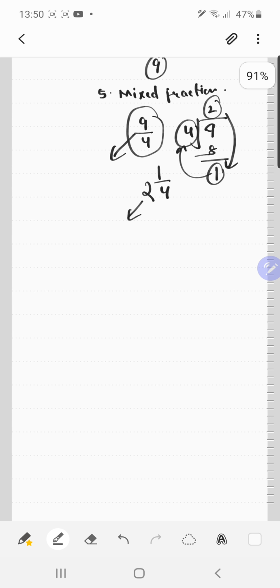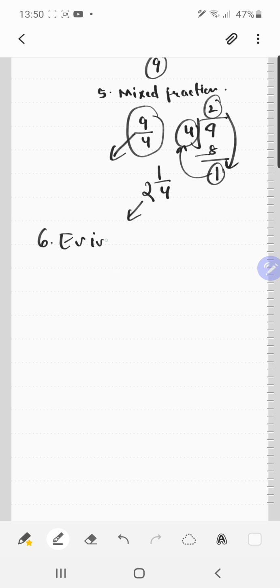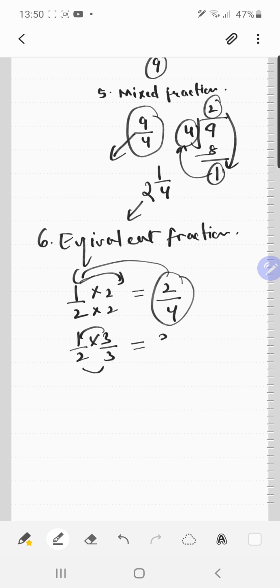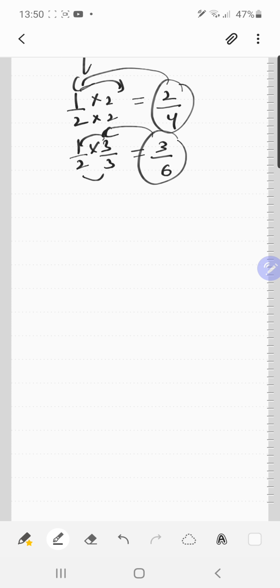Okay. Then I'll be giving you something known as equivalent fraction. What do you mean by equivalent fraction, my dear kids? Suppose I am giving you 1 upon 2 and you have to make a fraction equal to it, so what you can do is multiply with 2, so 2 upon 4. So 2 upon 4 is equivalent to 1 upon 2. You can also do it by multiplying with 3, so it will be 3 upon 6. So 3 upon 6 is equivalent to 1 upon 2. Likewise, you can make n number of fractions which are equal to the previous fraction. Those will be called equivalent fractions.